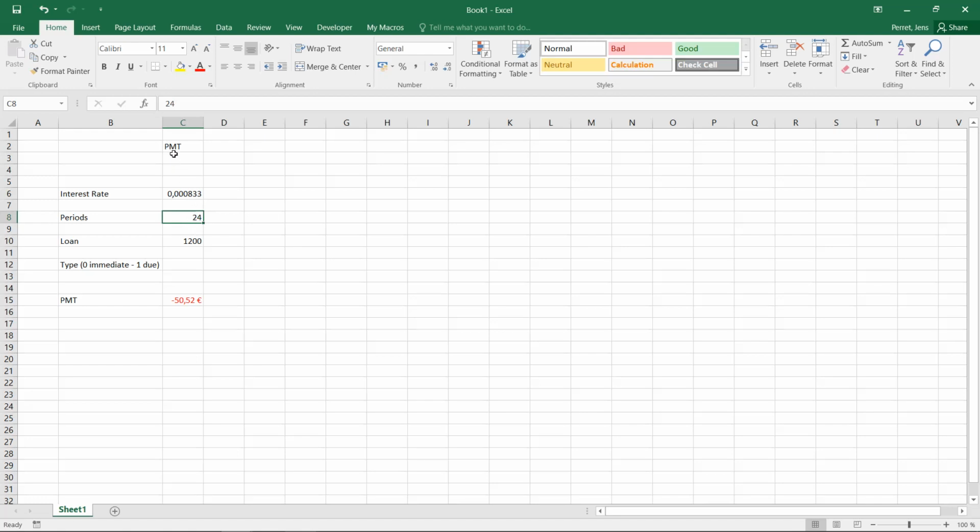Well, that's already everything on the PMT function. This gives me the monthly payment, the constant monthly payment, or in other words, the monthly annuity needed to pay back a set loan.